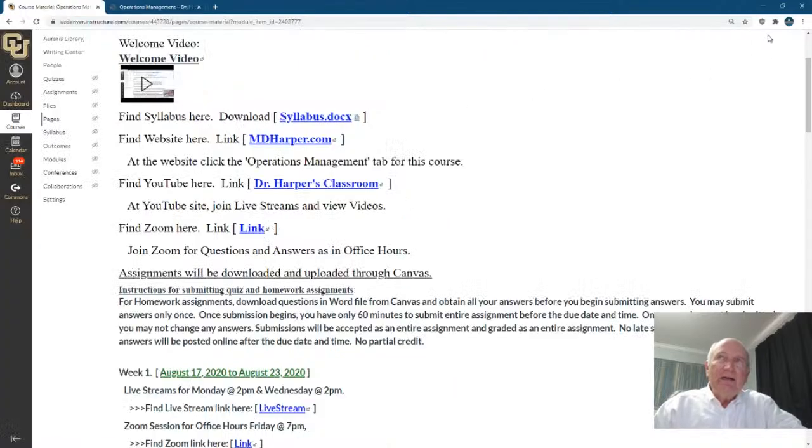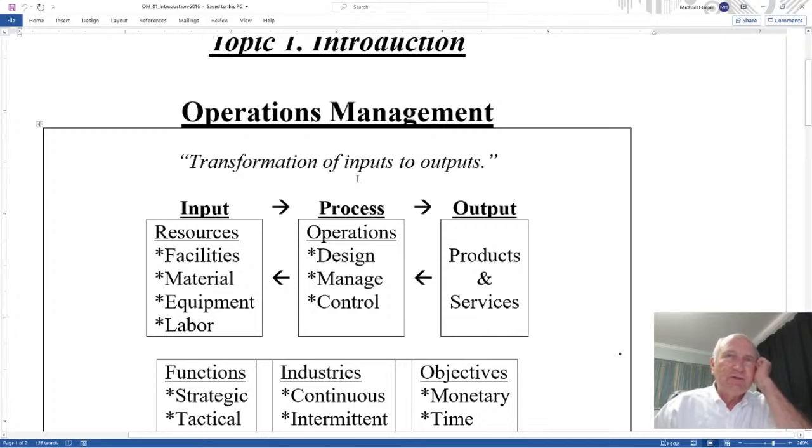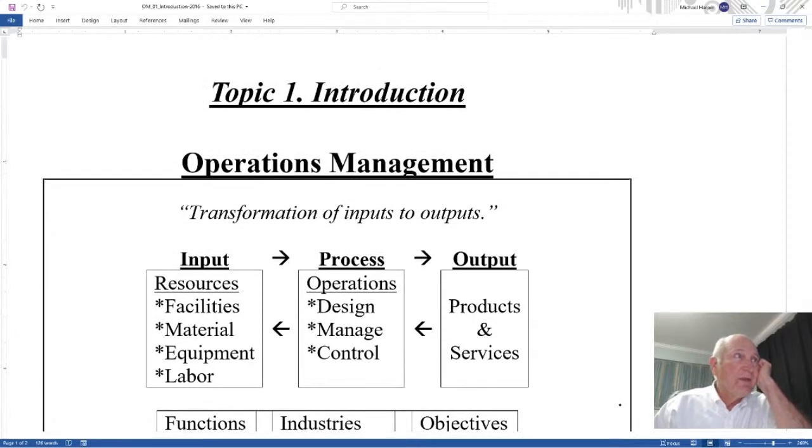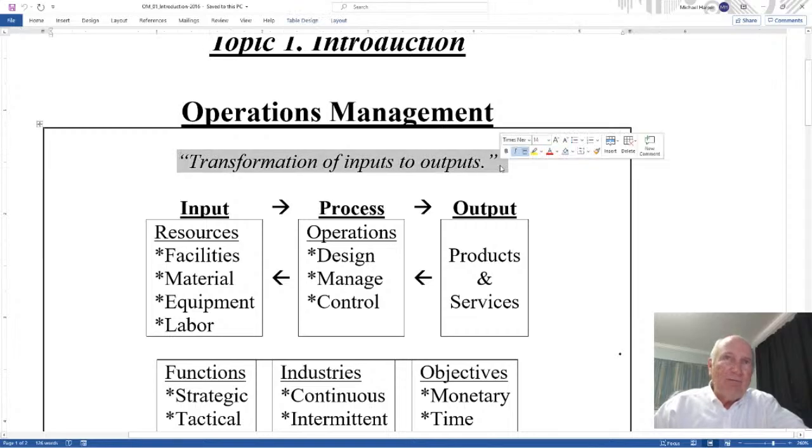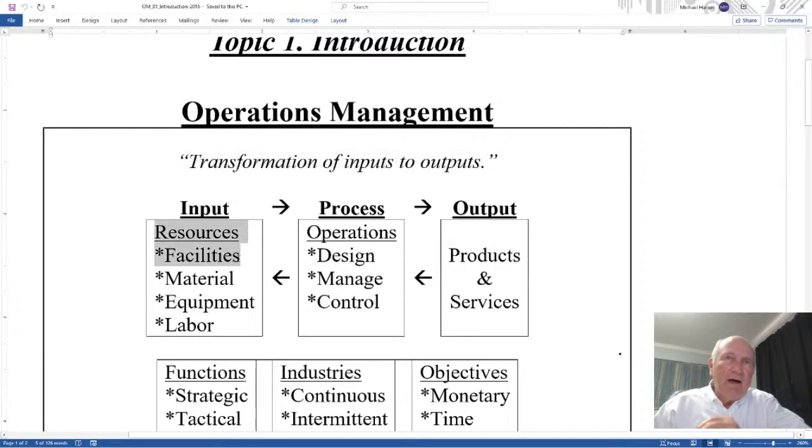Okay, now let's go to Chapter 1 in the Red Book. And this is Chapter 1, Operations Management, and that first video. Okay, first of all, operations can be described as a transformation of inputs to outputs, where the inputs are the resources like facilities, like plants and warehouses, and material. That's the inventory, equipment. These are like the machines, and then finally labor, and these are people. Those are some of the inputs.